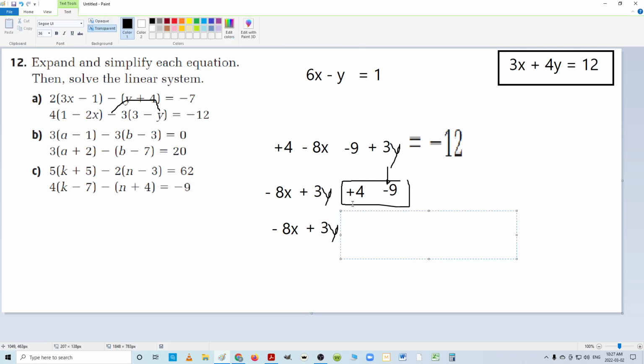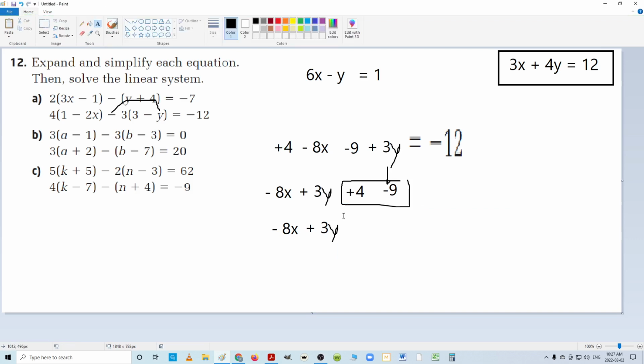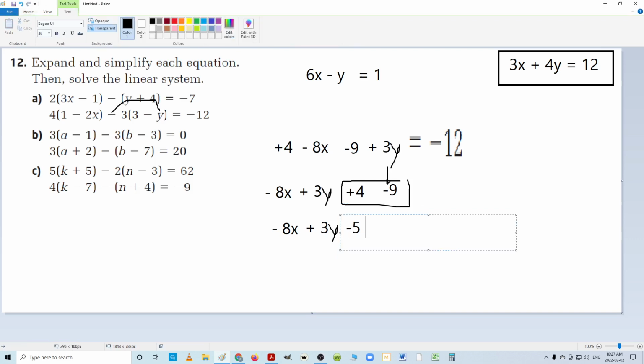Almost done. It kind of looks like the line up top. Minus 5 is equal to minus 12. But I want all numbers on the right side, so what I'm going to do is add 5 to both sides. That'll get rid of this minus 5. And minus 12 plus 5, which is the bigger number? 12. Is it negative? Yeah, so it's going to stay negative. What's 12 minus 5? It's 7. Minus 7. So that's a way to do it.